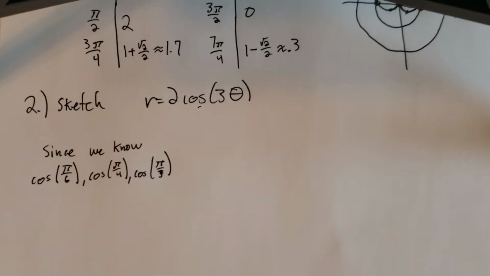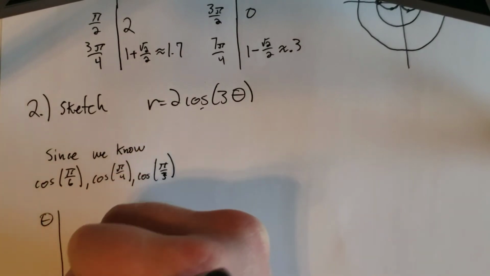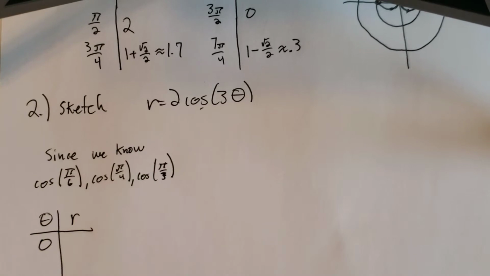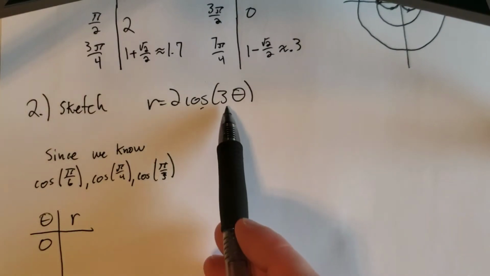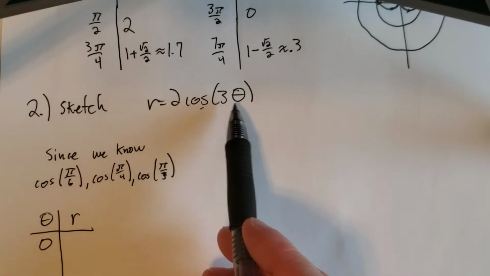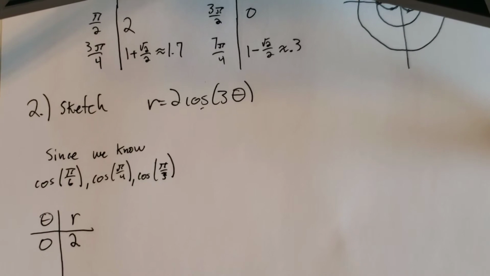So the thetas we're going to use, we'll write out here. First one, of course, will be theta is 0. If theta is 0, cosine of 3 theta, so 3 times 0 is 0, cosine of 0 is 1, 1 times 2 is 2.